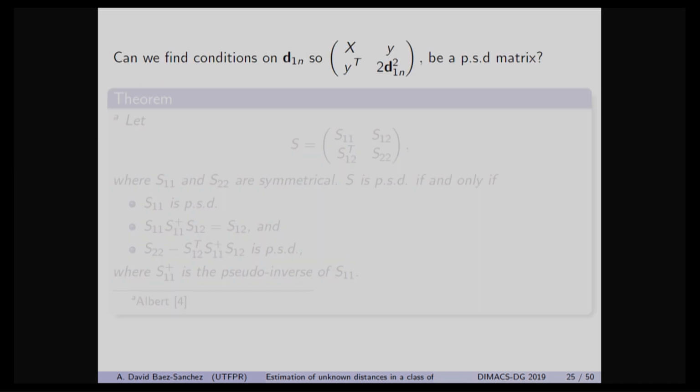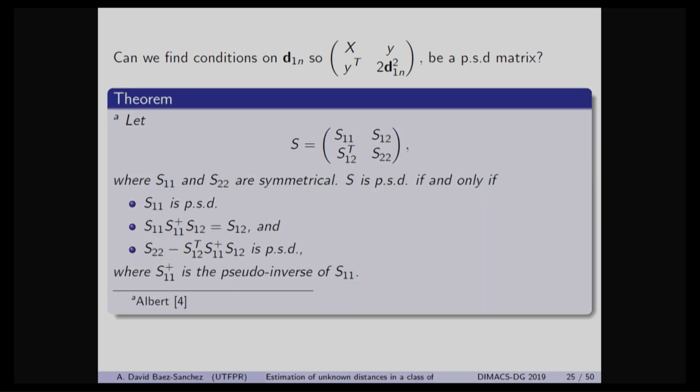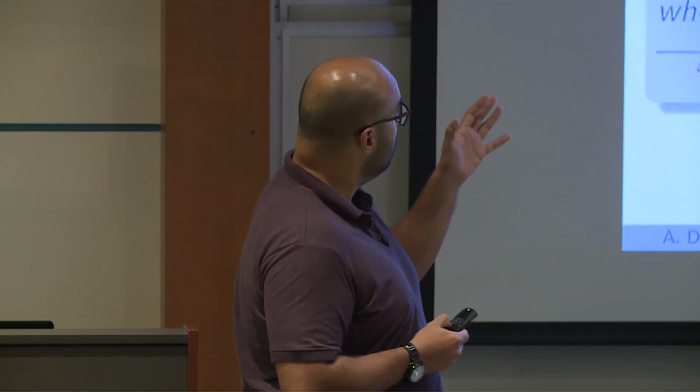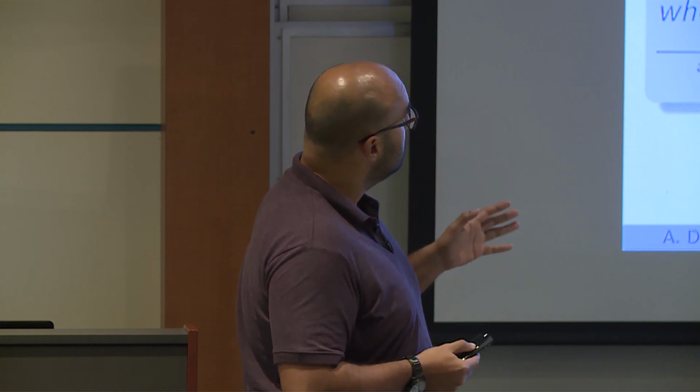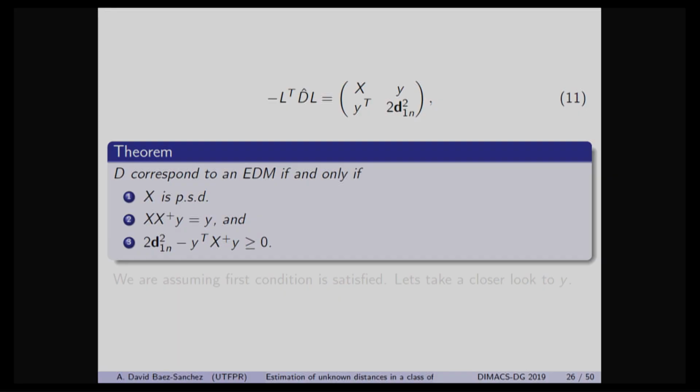So the question is, can we find conditions on this value in order for this matrix to be positive semi-definite? Because this will be the solution of this completion problem. In fact, there are some results about positive semi-definiteness of block matrices. This is a result. Here the generalized Schur complement is involved. So when you use these results on this specific matrix, you obtain something like this. This matrix corresponds to a Euclidean distance matrix if you have all these three conditions. The first we already discussed that must be satisfied if you are using actual distance, and you have all these two different conditions.